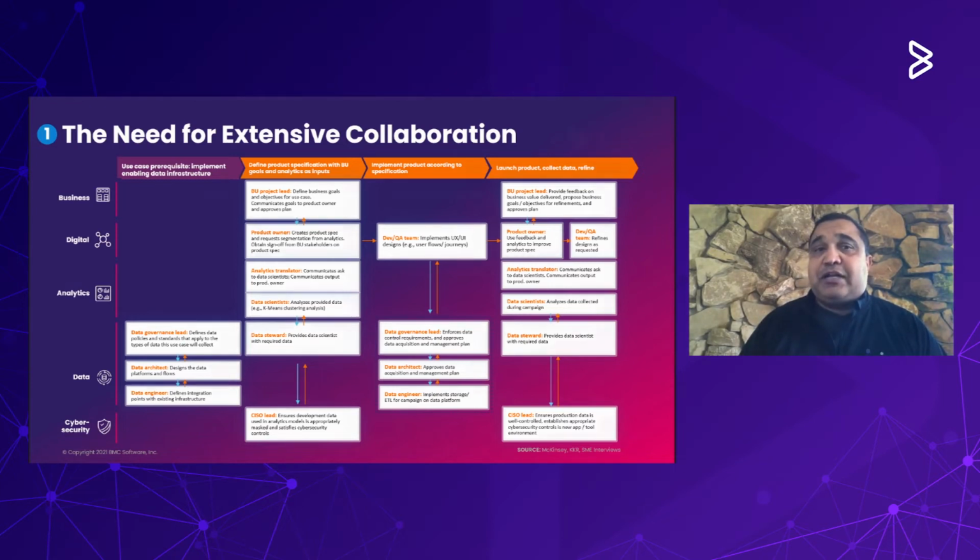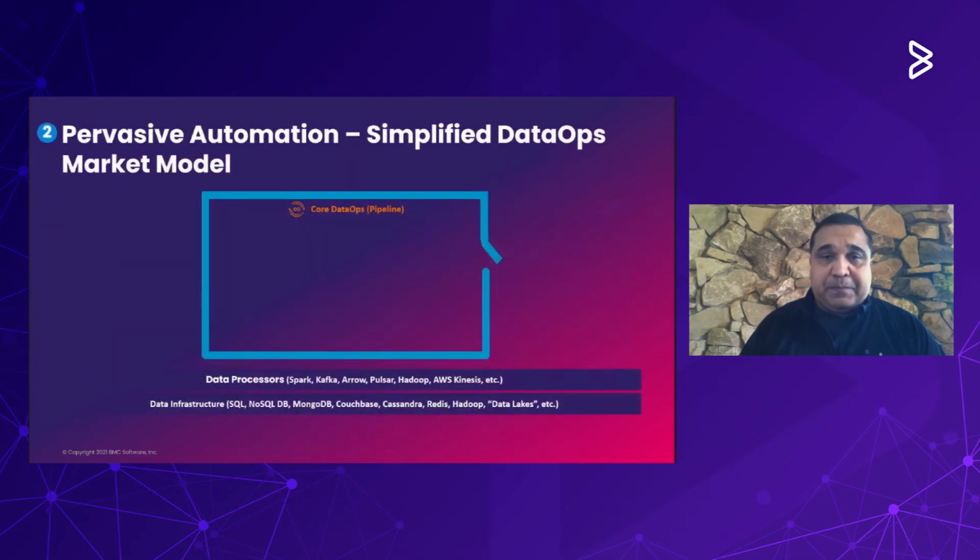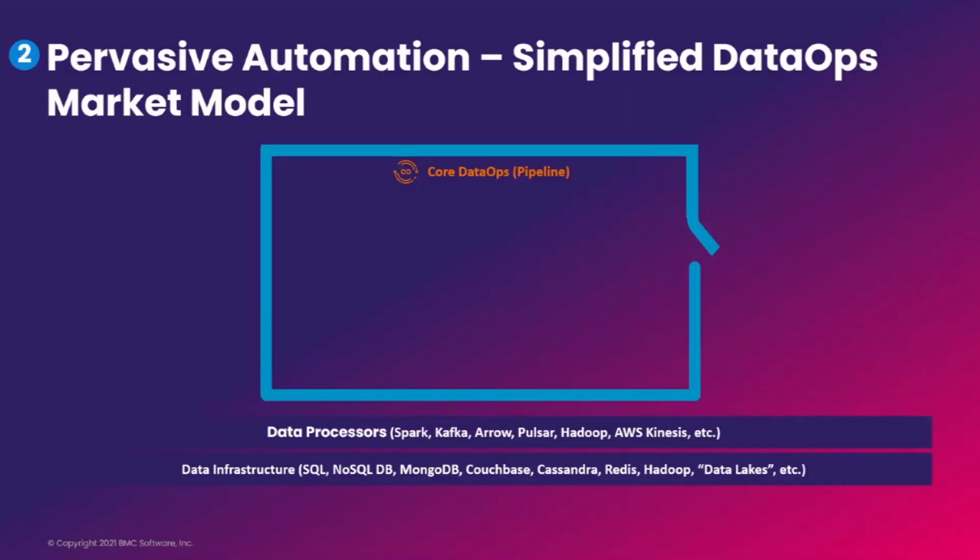I'm going to turn your attention to pervasive automation. And to do so, I'm going to use a simplified DataOps market model. At the bottom, in the dark blue, you see the foundational infrastructure as well as the data processors. These are commoditized. And basically, when you're talking about automation here, you're referring to provisioning, configuration, and self-service.